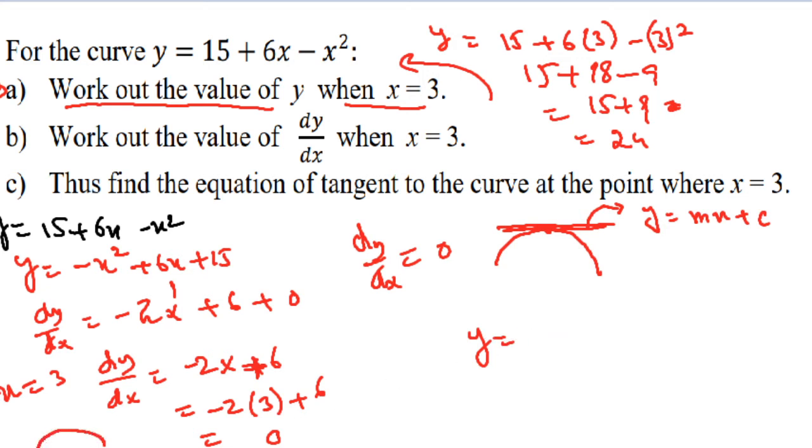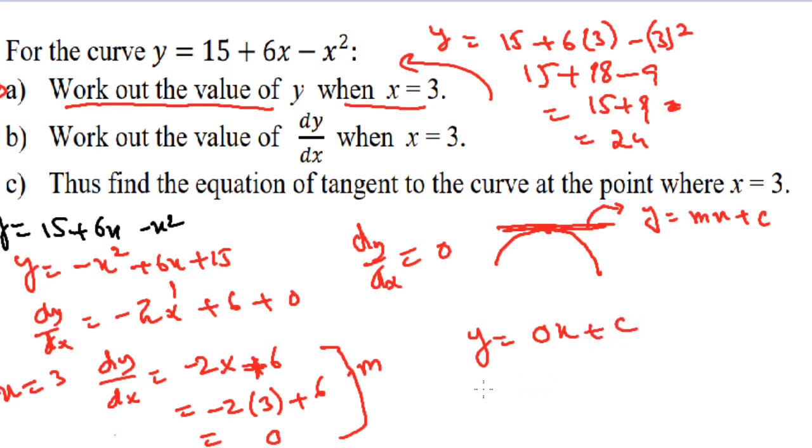This is your m value. Sorry, it's not visible, so I'm erasing it. This value, you see students, I have told you that this value is your m value. So m is becoming 0, so 0x plus c.